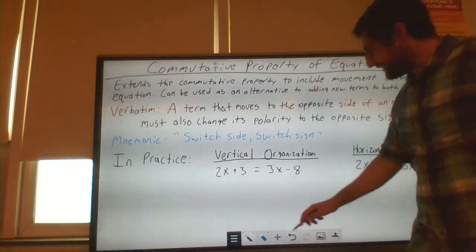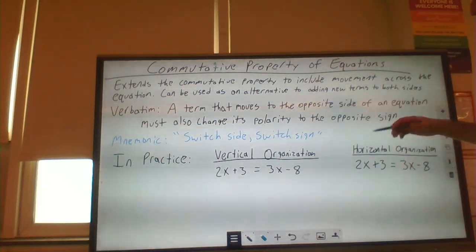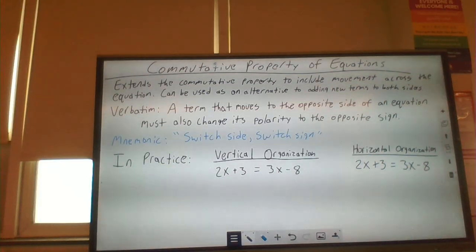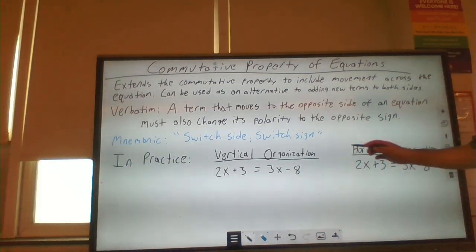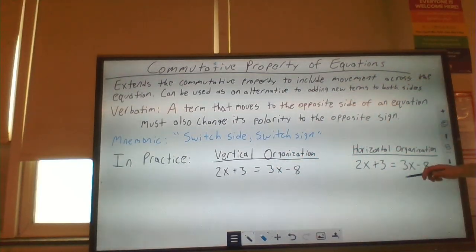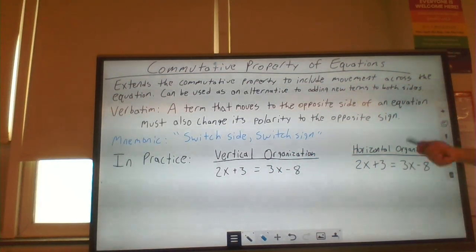Finally, in practice, what does this look like if I'm doing it in practice? Well, you could organize vertically or you can organize horizontally. I found uses for either. Personally, I do vertical organization, but when I'm teaching, I often use horizontal organization because it's neater.